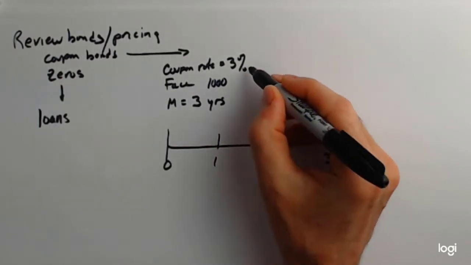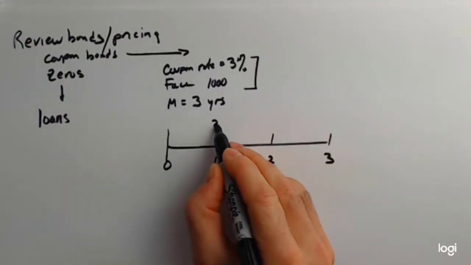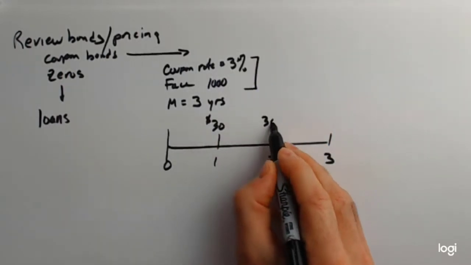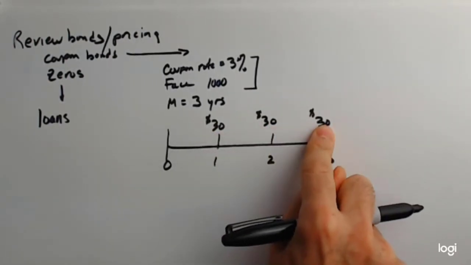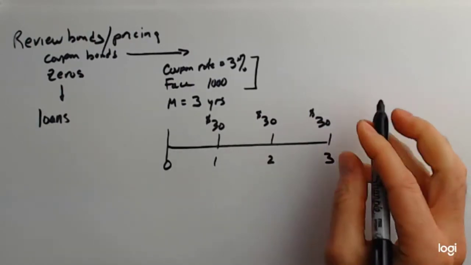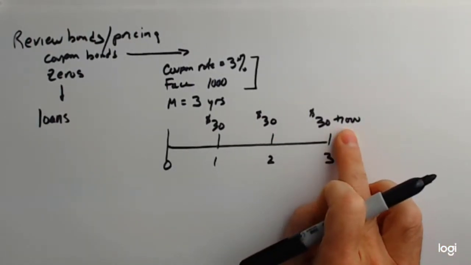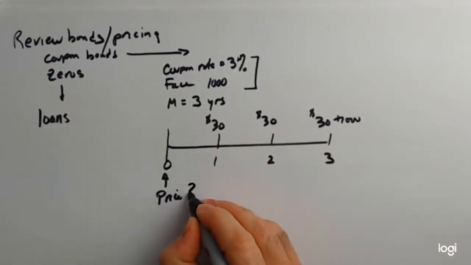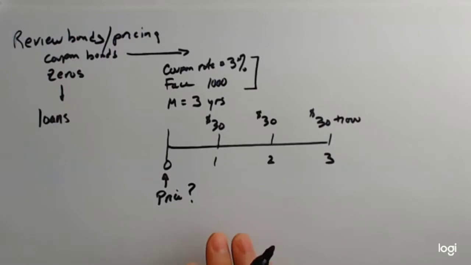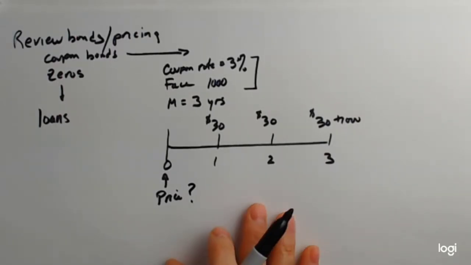So the cash flows are going to be 3% times the face value. So you're going to get $30, $30, and $30. That's the interest associated with the bond. And then you're going to get your $1,000 face value back when you buy this bond. So the question is, what is the price of the bond today? Well, the price of the bond today depends on where interest rates are. What is the bond's yield to maturity?